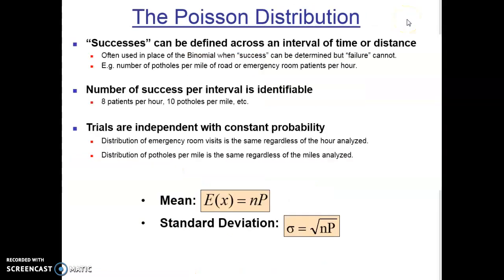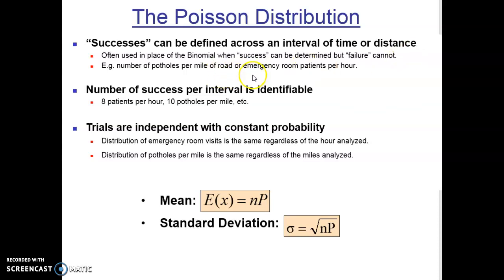Another common discrete probability distribution is the Poisson. And this is similar to the binomial, but we use this when successes are defined across an interval of time or distance. So it's not successes versus failures. It's successes within the context of time or distance.